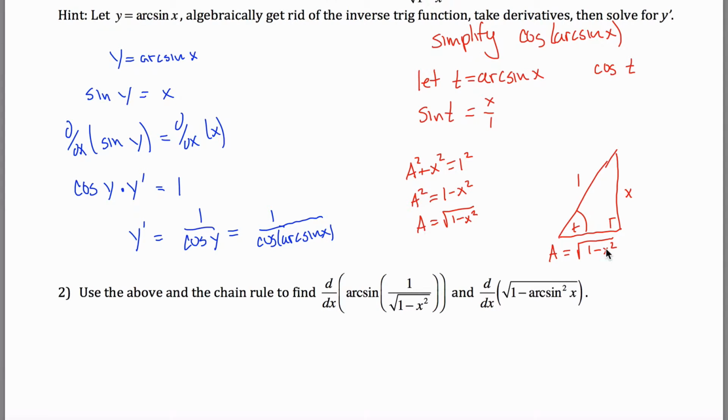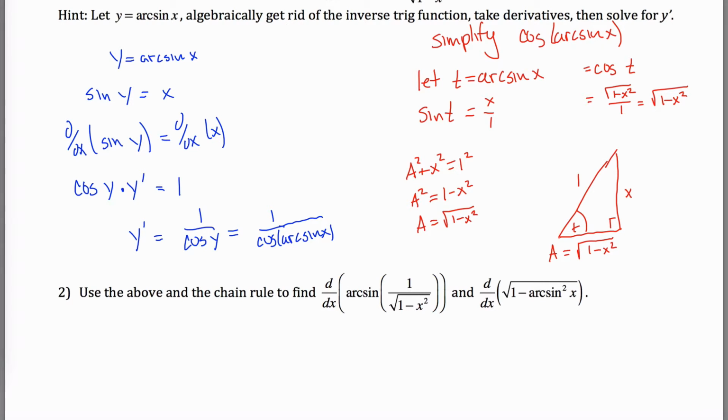And so now that I have my sides labeled, I could figure out what the cosine of t was, because what I was trying to do was simplify the cosine of the arcsine of x, which I said was the cosine of t, and I could figure out the cosine of t by staring at this thing. It's adjacent, SOHCAHTOA, over hypotenuse. In other words, it's just the square root of 1 minus x squared.